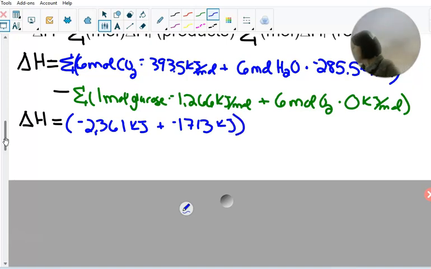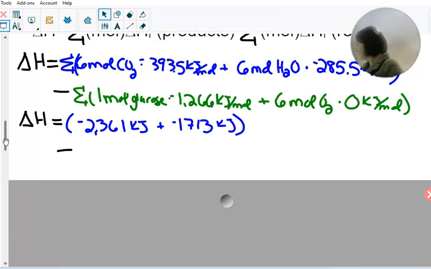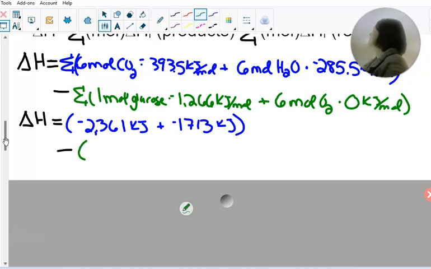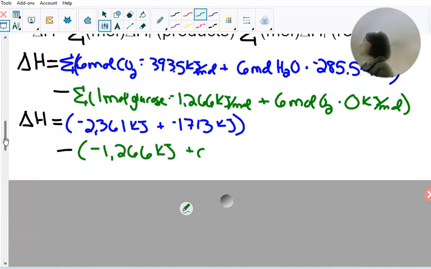And then all of that is minus, oops, I was going to switch colors on you. Let's not do that. The reactants, so it's 1 times negative 1,266 kilojoules per mole, 1,266 kilojoules, moles cancel, plus 0.